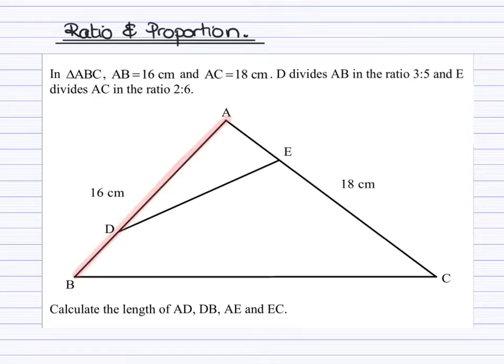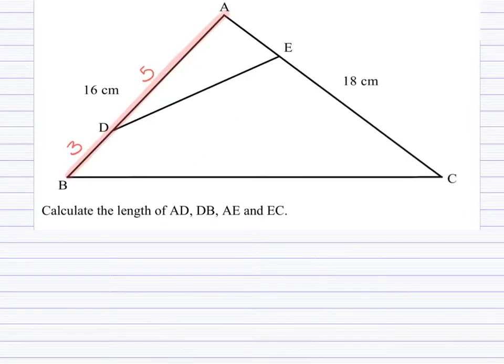Side AB has been split in the ratio or the proportion 3:5. So we assume now the smaller part from B to D would be proportional to 3, and A to D would be proportional to 5. Now, to work out what the actual lengths are, there are several methods you could apply here, right? The one method would be taking into account what the side AB represents. So side AB represents your total parts or your whole.